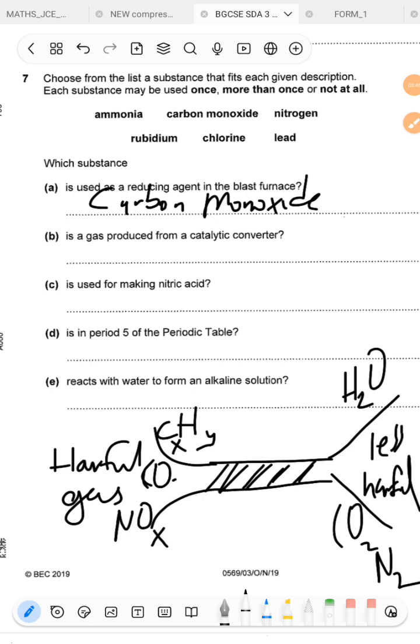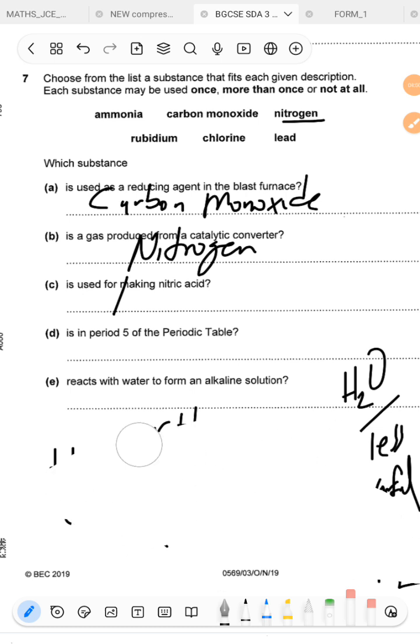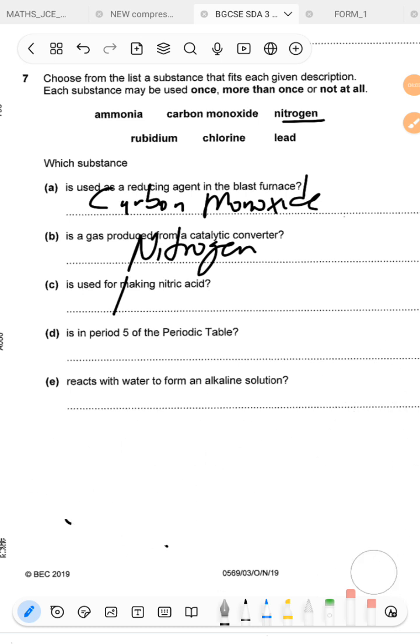So a gas produced from a catalytic converter, from this you can see that it's going to be nitrogen. So remember, this is how the catalytic converter works. It converts harmful gases into less harmful gases. Next, it's used for making nitric acid. It is used for making nitric acid.